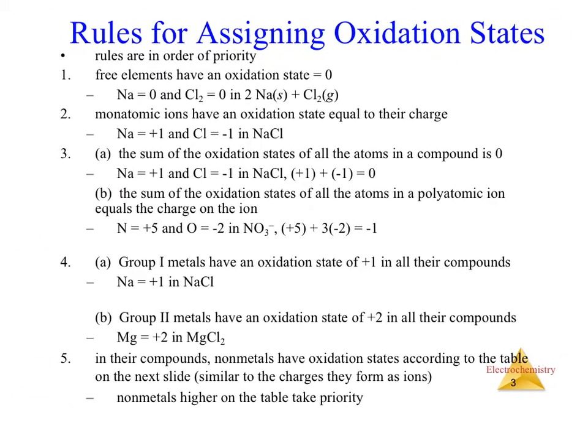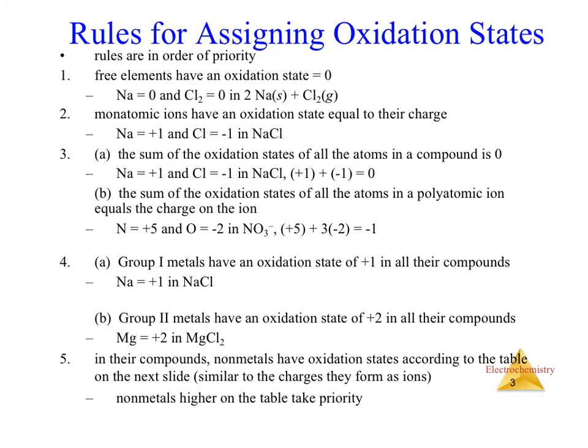Okay, here are the rules for assigning oxidation states. They are included in your study guide, so you do not need to write them down again. What I'm going to do is read over these rules and write down some examples as we go. Number 1, free elements have an oxidation state of 0. So for example, sodium has an oxidation state of 0. Cl2, 0.